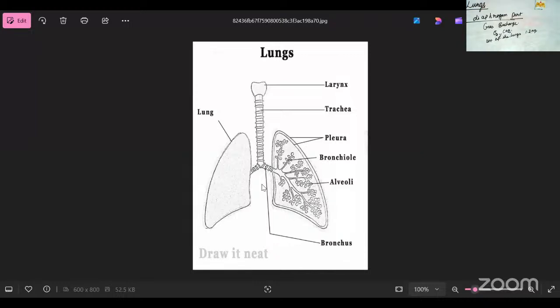So the initial primary function of the lungs is taking oxygen from the air, the environmental air. The main function of the lungs is to take the oxygen from the air on inhalation and release the carbon dioxide. This is the main function.